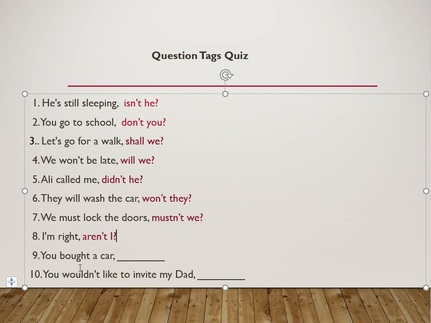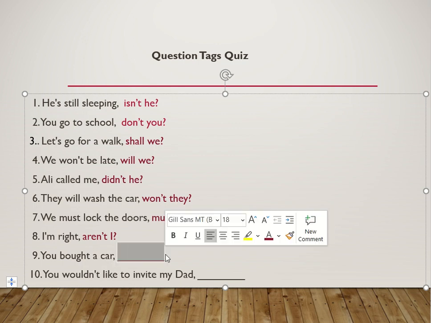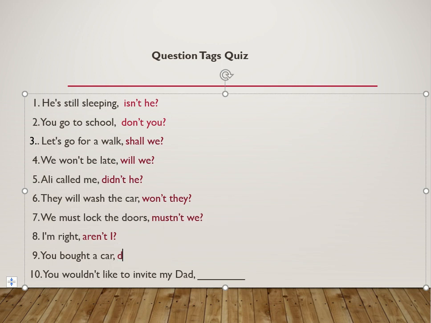Okay. So let's go to number 9. You bought a car. This is simple past again. It's a positive sentence. We have to add here a negative question tag. How can we negate this sentence? Can you remember? Yes, we have to put didn't first. Didn't you. Right.